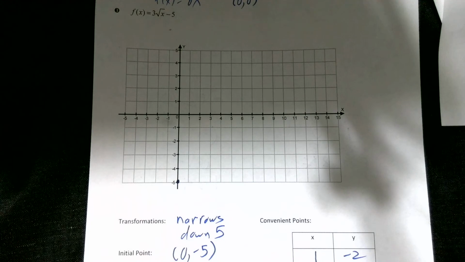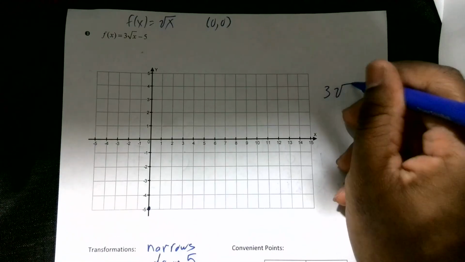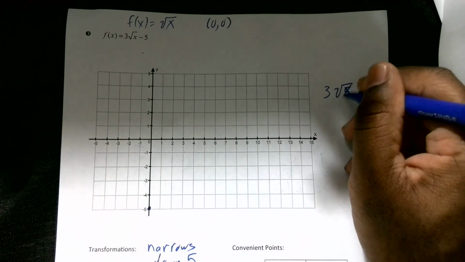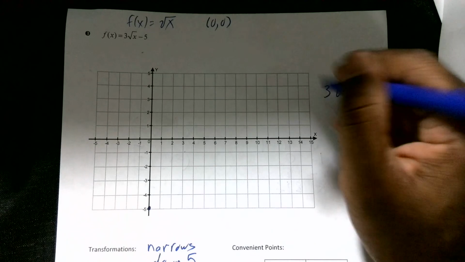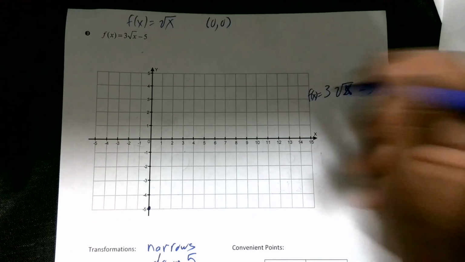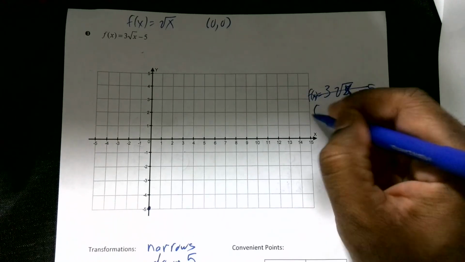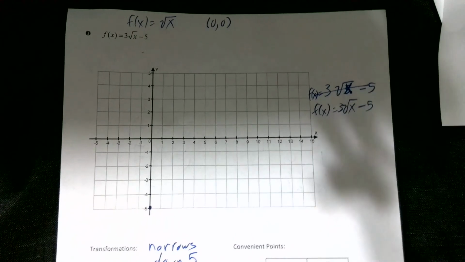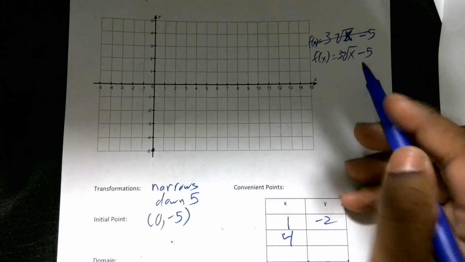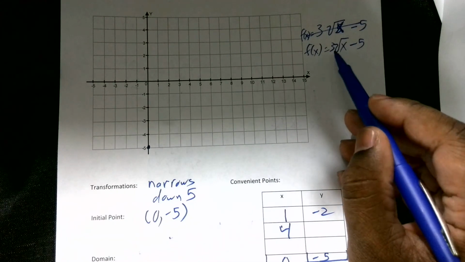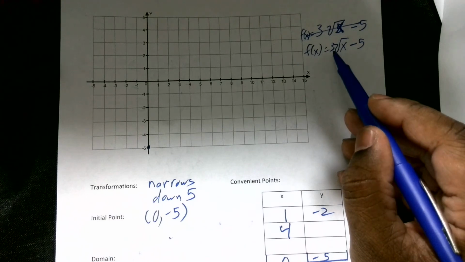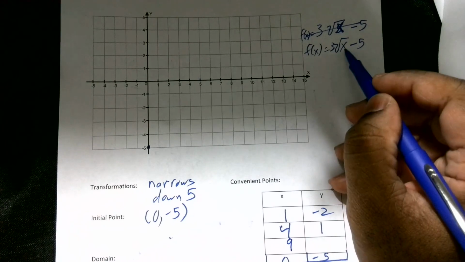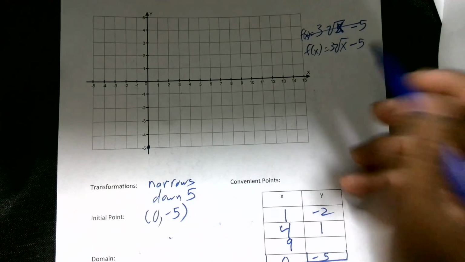Matter of fact, let me write that equation here. We have f of x is equal to 3 times the square root of x minus 5, because I'm running out of space here. Okay, so now, if we put 4 in here, the square root of 4 is 2, times 3 is 6, minus 5 is 1. Now we would try 9. The square root of 9 is 3. 3 times 3 is 9, minus 5 is 4.